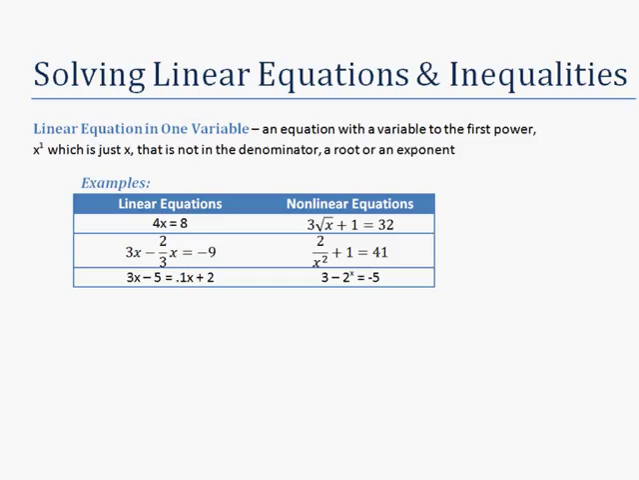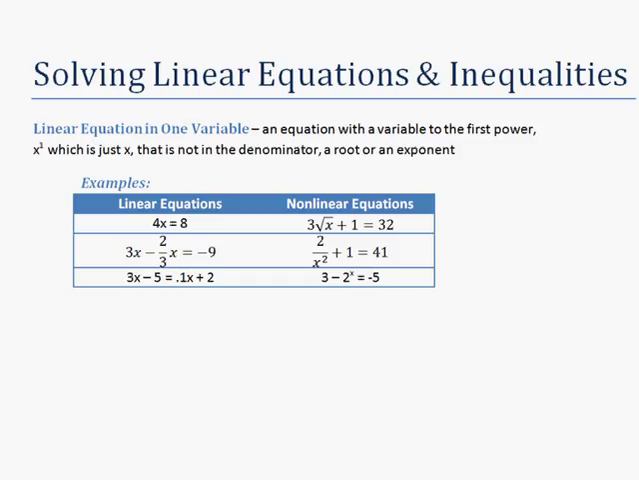So first of all, a linear equation in one variable is an equation with a variable to the first power, x to the first, which we just write x, that is not in the denominator or a root or in an exponent. So here we have some examples of linear equations. So you can take a look at those. Notice that they have just one variable, and the variable is to the first power.